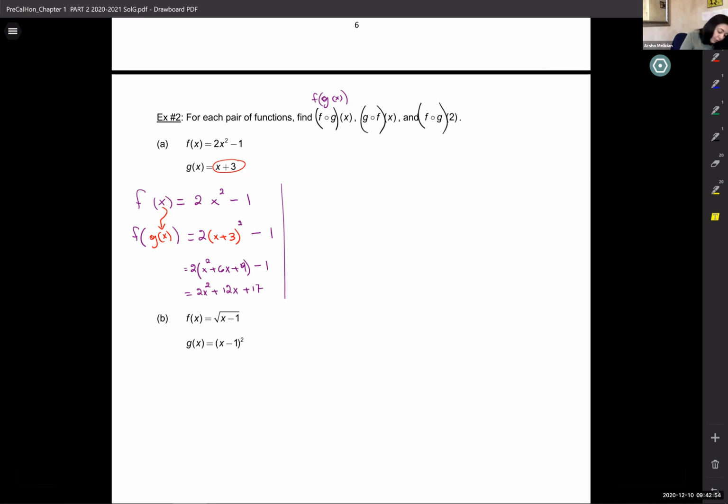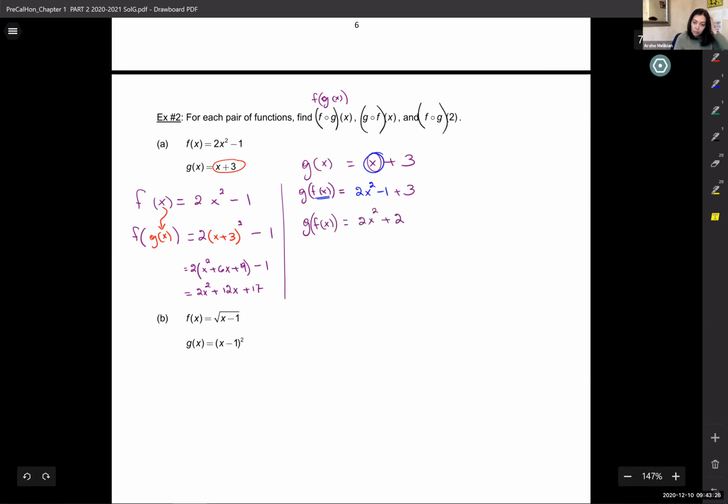Yeah, okay, so let's do g of f of x. I start with g of x. g of x is x plus 3. So now for x, I'm going to insert f of x. Well, what's f of x? 2x squared minus 1, plus 3. So this is 2x squared plus 2. Okay. Questions?